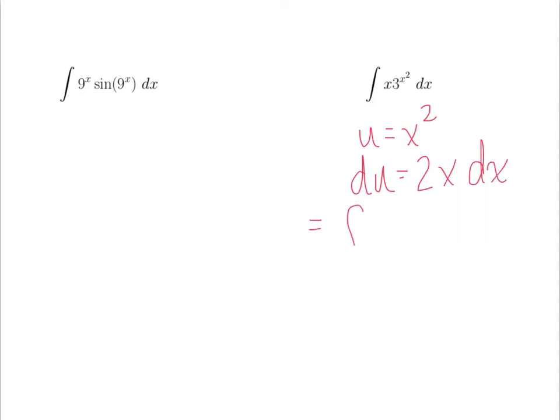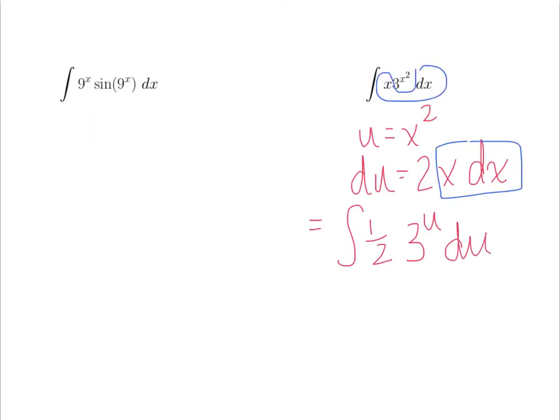And if we rewrite it, we have the integral that's 3 raised to the u. And then it looks like a 1/2 from this situation here. Because we just want x dx. That's what's left over up here. So we want to take this 2 and divide it over. So that's the 1/2 du from that part.